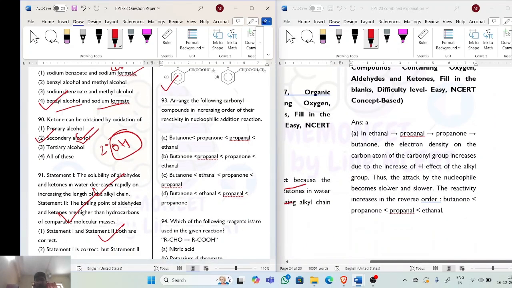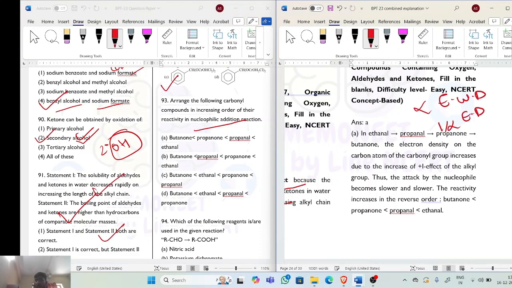Now question number 93. Arrange the following carbonyl compounds in increasing order of their reactivity in nucleophilic addition reaction. We have discussed nucleophilic addition reaction various times. It is directly proportional to electron withdrawing groups and inversely proportional to electron donating groups. So let's check option number 1 first.